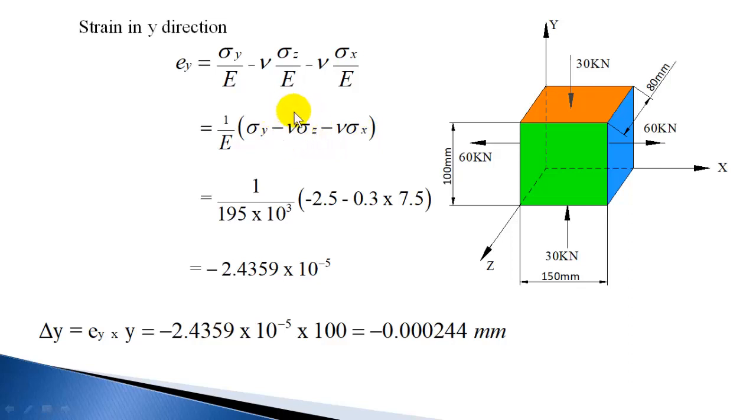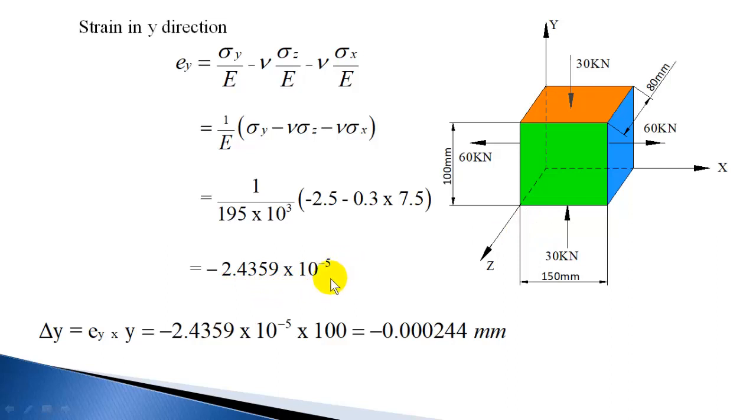Sigma z is 0, this term is 0. Sigma y is negative, so minus 2.5, and sigma x is 7.5, nu is 0.3. So substituting that, both terms are negative, so you get totally a negative strain. Young's modulus is 195 into 10 raised to 3 after conversion from gigapascal to Newton per mm square. So much is the strain in y direction, and the minus sign indicates there is a reduction in length in the y direction. The block dimension is decreasing in y direction. So 2.4359 into 10 raised to minus 5 is the strain.